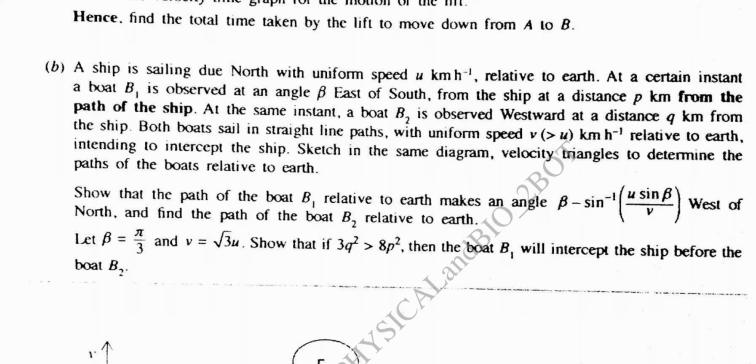Here also two boats. Boat B2 is observed westward at a distance q from the ship, so that is not related to velocity. Both boats sail in a straight line path with uniform speeds relative to Earth, intending to intercept the ship. Sketch the same diagram, velocity.